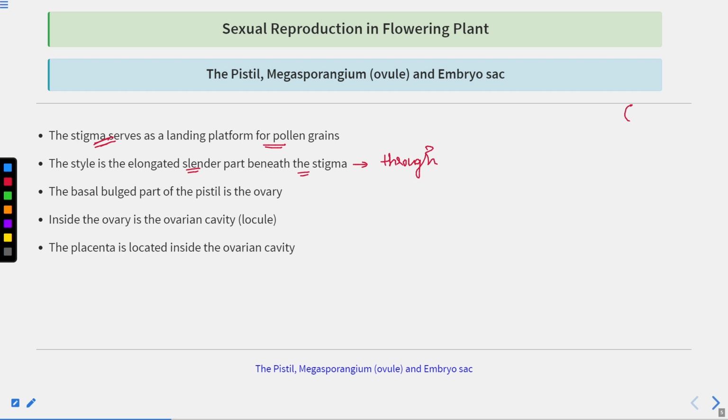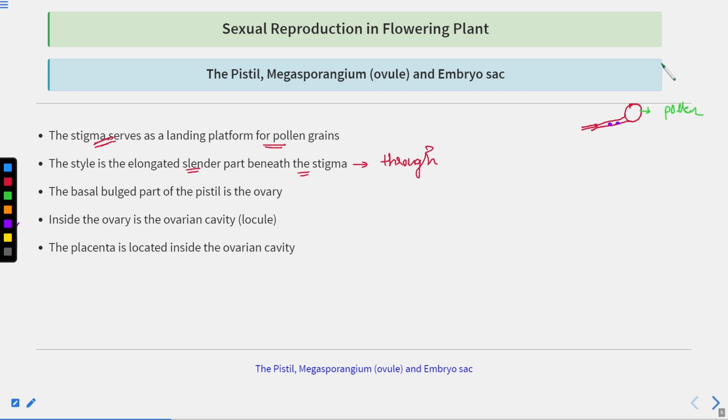So this is the pollen that is released in the two-cell stage. One is the vegetative, another one is the generative cell. So the two-cell stage consists of a generative and a vegetative cell. Then this will germinate and produce the pollen tube. So this is the pollen tube, and this pollen tube will contain two male gametes.